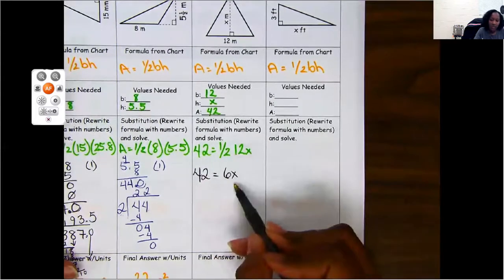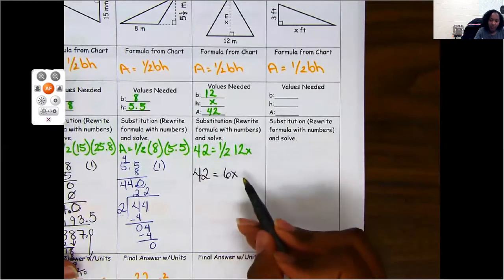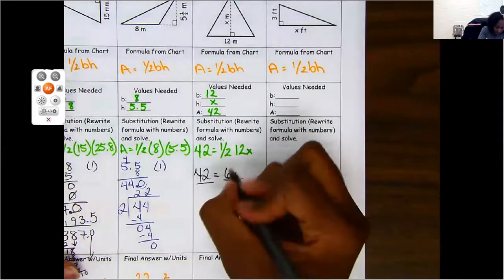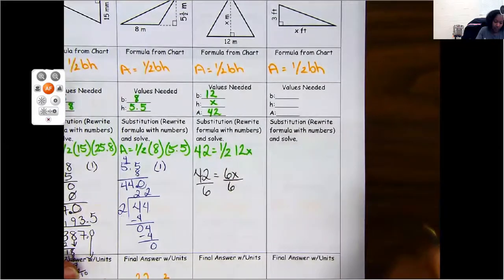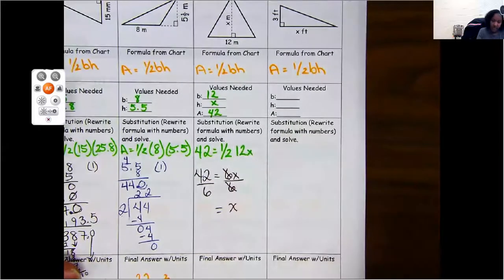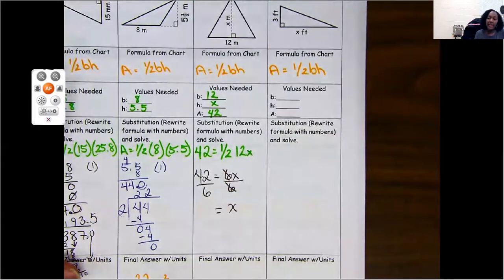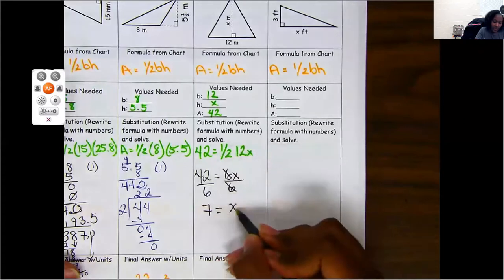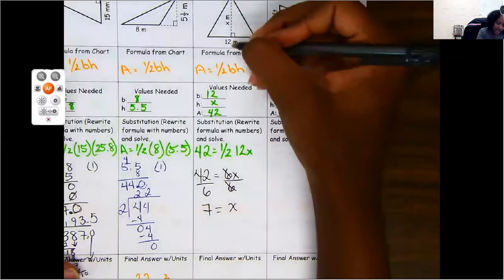So now this is a multiplication problem. Remember, opposite of multiplication is division. So we're going to divide both sides by 6 because that's what we need to get rid of. Okay. 6 cancels out, leaves me with x. 42 divided by 6 is 7. Okay. 7 equals x. X is our height.